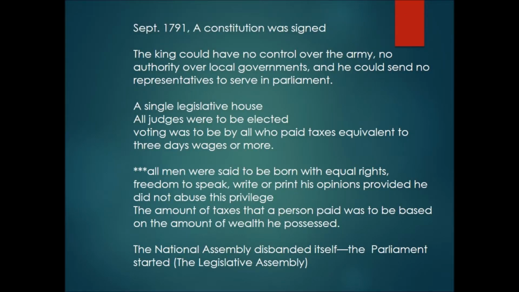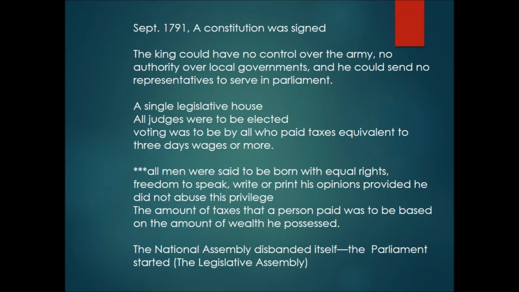So by the middle to end of 1791, the French finally have a constitution. And as you can see from this scene, it took quite a bit of power away from their king. The king had no control over the army, no control over local governments. In the new parliament that was created, he couldn't even send representatives. The French knew about the way that the Americans set up their government, which was a House and a Senate, and they decided to set up just a single legislative house, where people were elected, judges were elected, and most people would be able to vote. Most men, I should say, would be able to vote if they had three days' worth of wages.